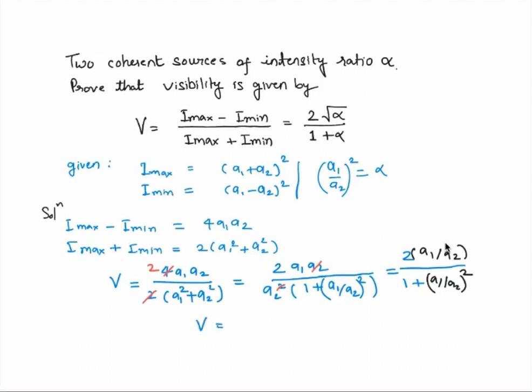which we can rewrite as V equal to twice of A1 by A2 is root of alpha divided by 1 plus A1 by A2 whole square is alpha. Okay.